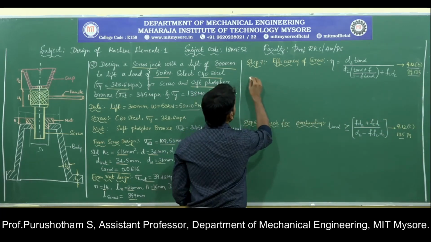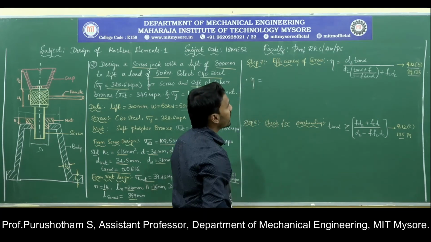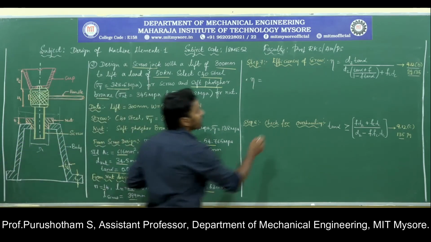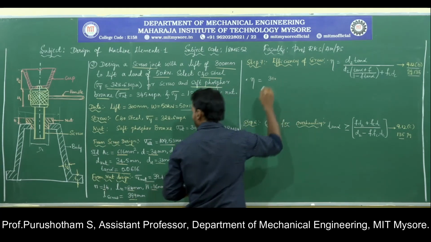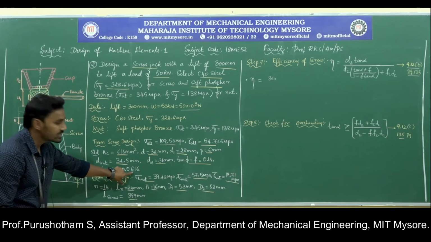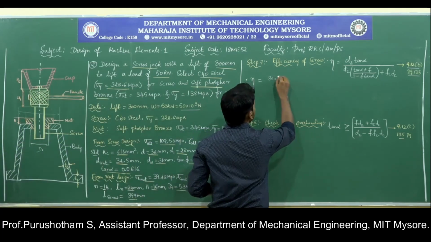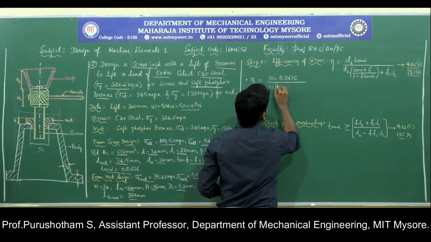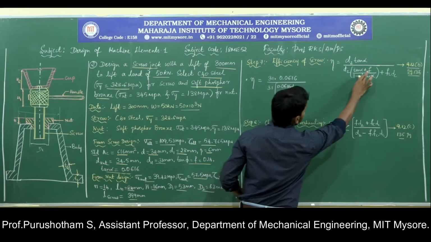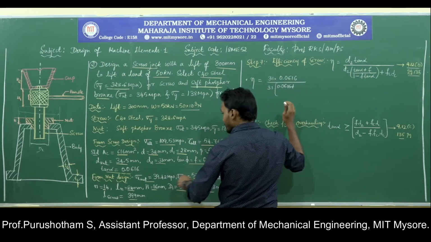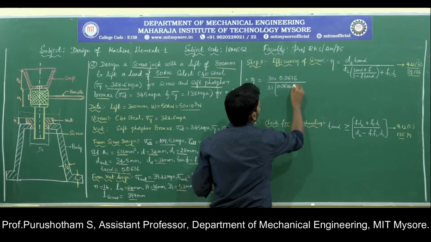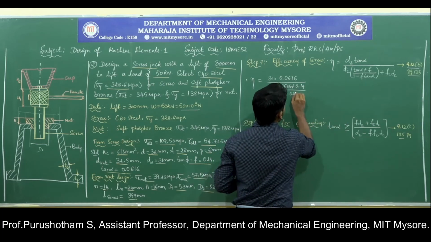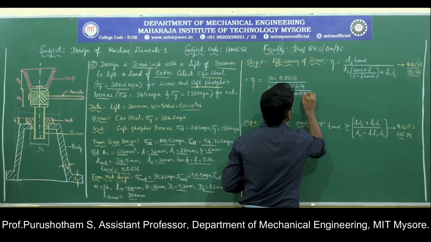So I am going to substitute the values to calculate the efficiency. Efficiency is tan alpha divided by d2 times tan alpha plus f. Here d2, the mean diameter of the screw, is 31, and tan alpha is 0.0616. Then f, the coefficient of friction in the screw, is 0.14, and 1 minus f tan alpha, that is 0.14 times 0.0616.